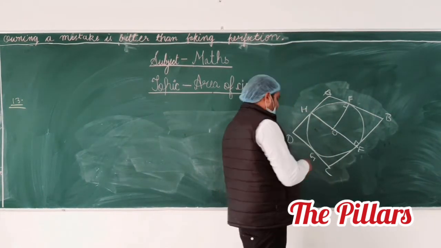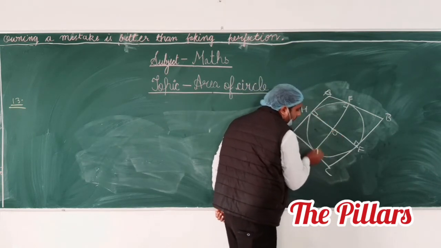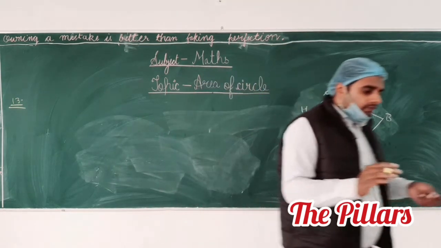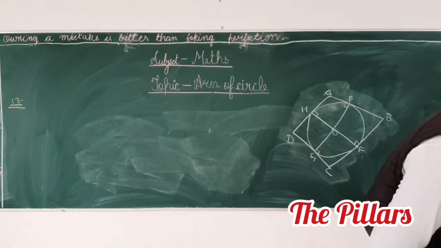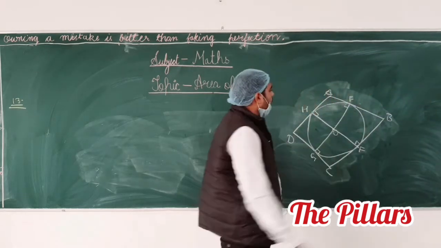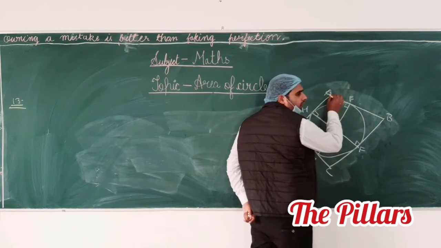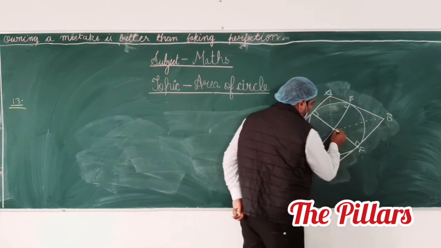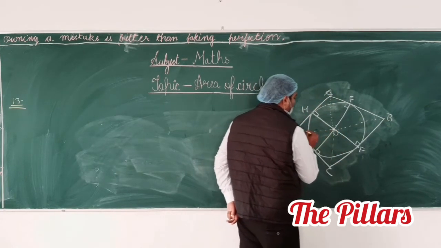No, sir. These lines are perpendicular. It is okay for everyone. So see that the question tells: prove that opposite sides of a quadrilateral circumscribing a circle subtend supplementary angles at the center of the circle. You see that we have to join O to A, O to B, O to C and O to D. Till here, does anyone have any problem?